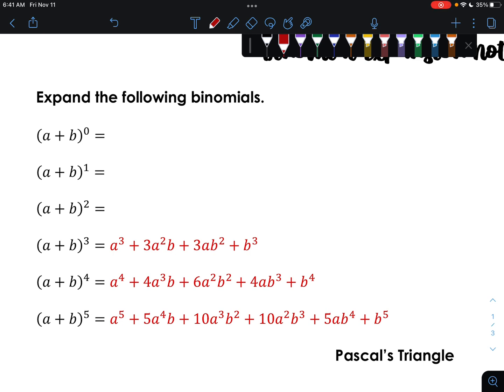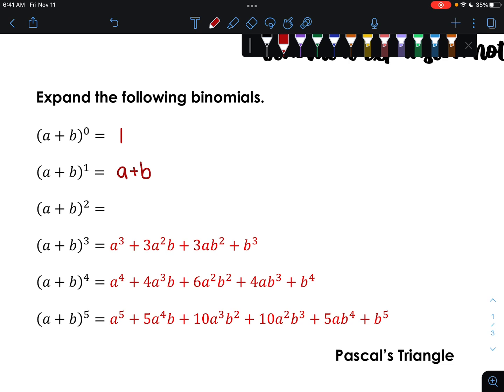So if I have a plus b to the 0 power, remember any number to the 0 power is 1, so that's going to end up being just 1 altogether. Now if I have a plus b to the first power, that is going to be just a plus b.